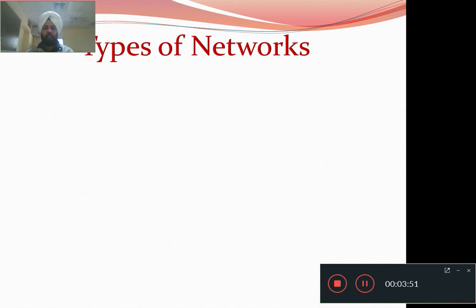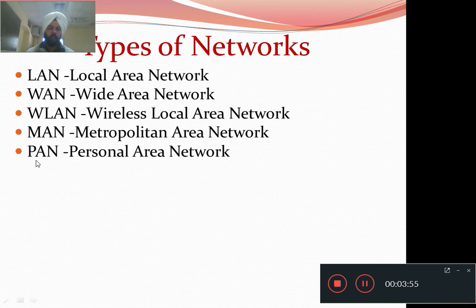Another topic is types of networks. We have different types of networks depending upon the geographical distance or scale. First is LAN. LAN stands for local area network, in which only a few computers are connected, like in a building or in a college. That is an example of LAN. What is WAN? Wide area network. If we connect an entire country, that means a wide area network.